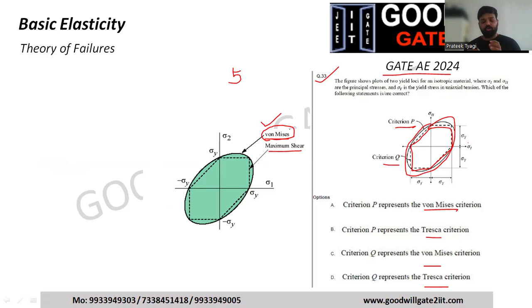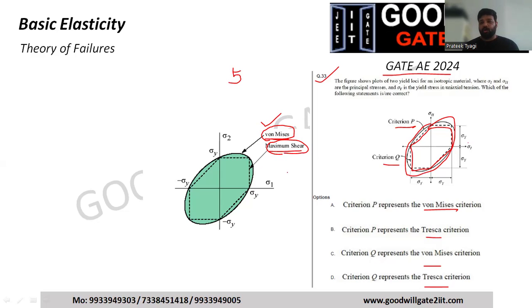Von Mises is the most used equation or theory in the aircraft domain. The next is Tresca, and similarly we have Rankine, and we have multiple theories of failure. So this tells you whether it is passing or failing. You should know what kind of loads are acting, then you predict the stresses, and then you check whether these stresses are good or bad depending upon these diagrams. This is your whole aircraft structures syllabus.